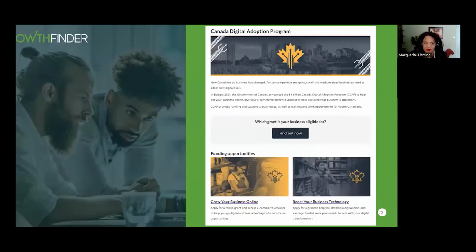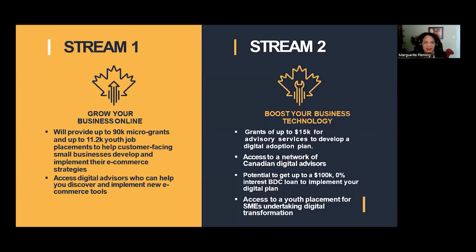So there's two sides of the program. There's a Stream 1 program, which is called Grow Your Business Online. And I'll explain briefly about that. That might be useful for some people here. I'm not sure. But the program that we're going to spend our time on today is called the Boost Your Business Technology. All right. So there's two programs, which they put aside that $4 billion, right? So $4 billion of our tax dollars went into this program, which is great, over 5 years. We're going into year 2 now of the 4 years. So we still have a little bit of time to go.